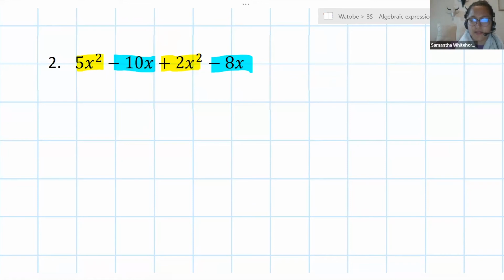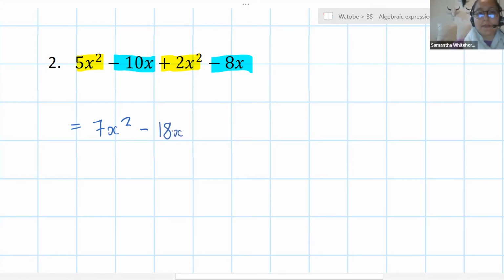Awesome, guys. Okay, so if we have a look, we've got 5x squared plus 2x squared, which gives me a positive 7x squared. And then I've got my minus 10x minus 8x. Now, remember, if you need to draw a number line for yourself, that's absolutely fine. But if you already have negative 10 and you're taking even more away, I'm going to get an even more negative answer. So that's why I end up with a minus 18x.